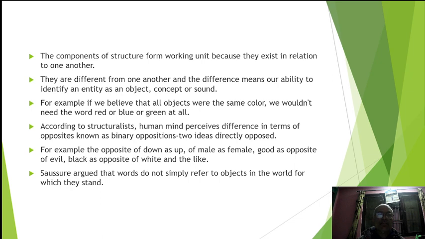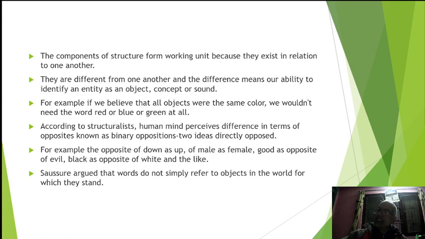The components of structure form a working unit because they exist in relation to one another, right? They are different from one another, and the difference means our ability to identify an entity as an object, concept, and sound. For example, if we believed that all objects were the same color, we would not need the words red or blue or green at all. So there are the differences. Because of differences in color, the structure comes.